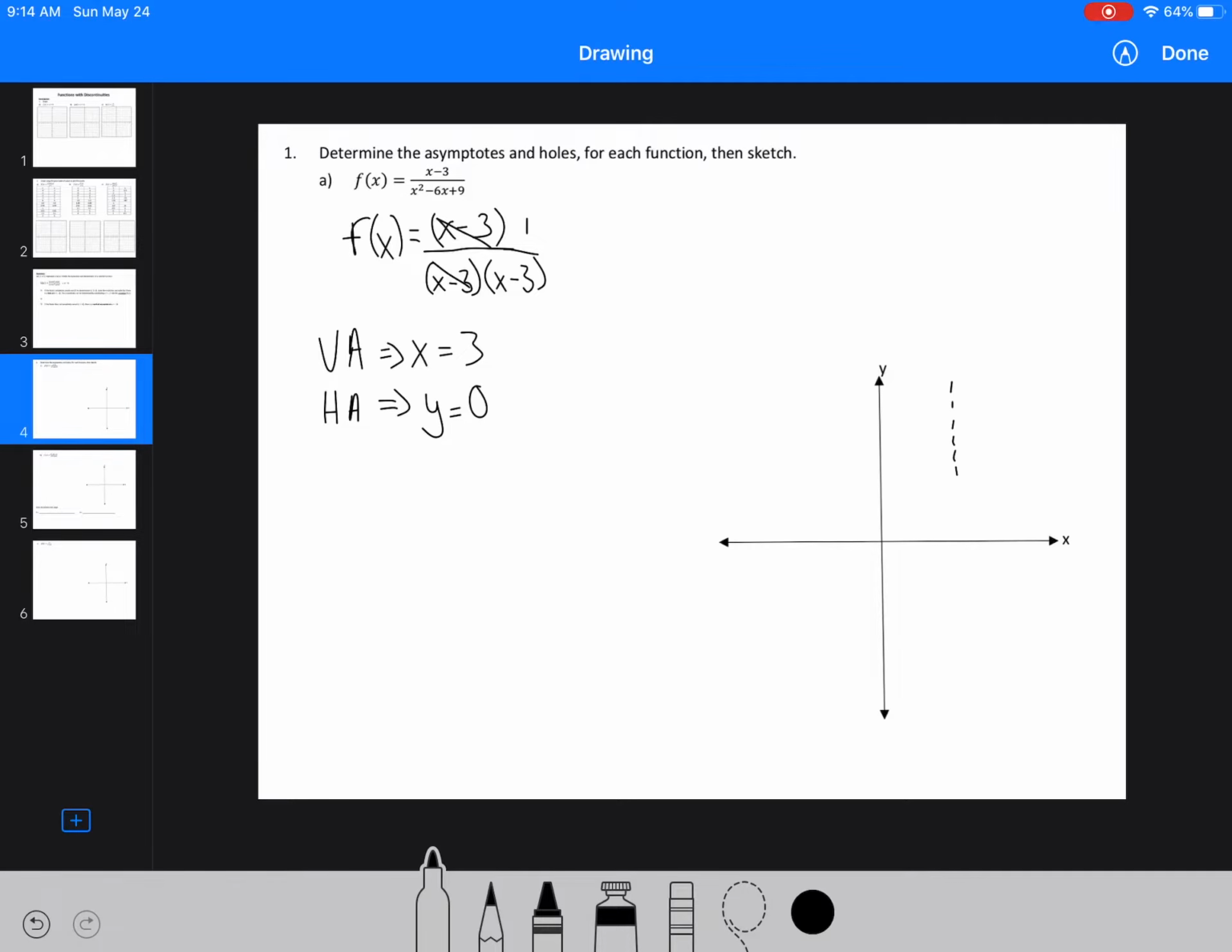So I'm going to just graph this. We know our general shape. I've got x equals 3, and y equals 0. We'll put that along there. And we've got our values. This is just the general shape.